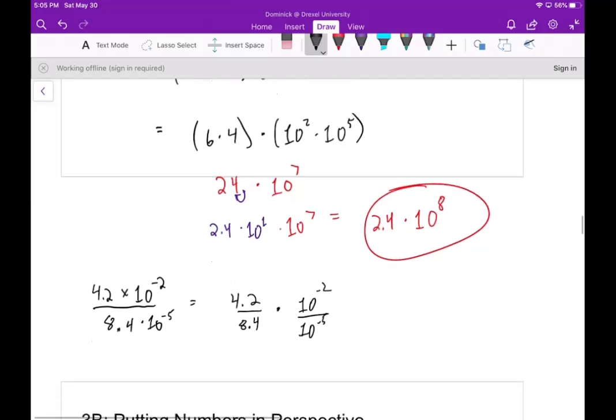Well, the way that we do this is we do 4.2 divided by 8.4, and that's 1/2 or 0.5. And the way that you handle negative exponents is that this would become 10 to the 5th over 10 squared. You just switch their positions. And then this would become 10 to the 3rd. So now I just need to fix this. I need to move it one spot to the right. And it's 5 times 10 to the negative 1 times 10 to the 3rd. And this would give me 5 times 10 squared.